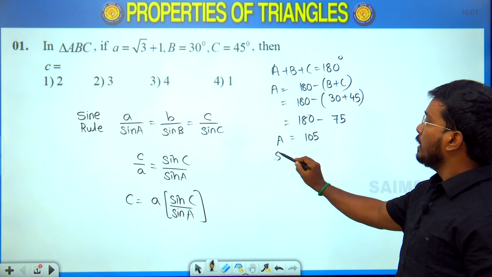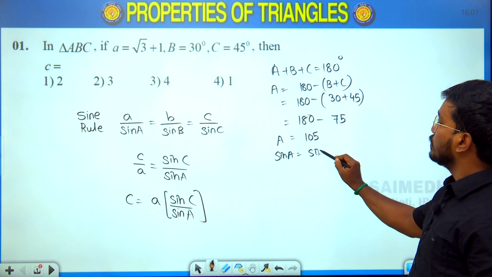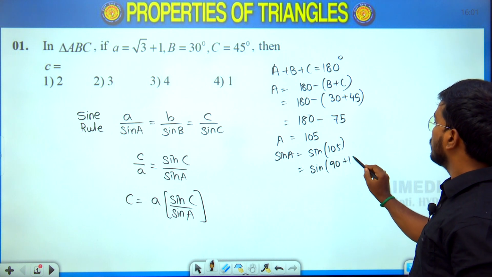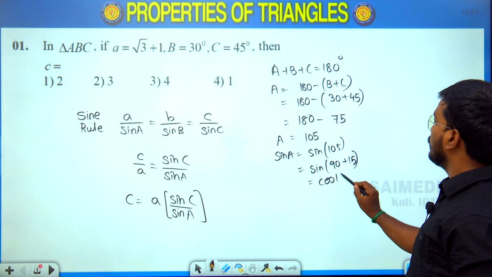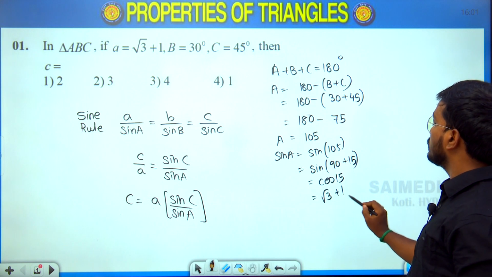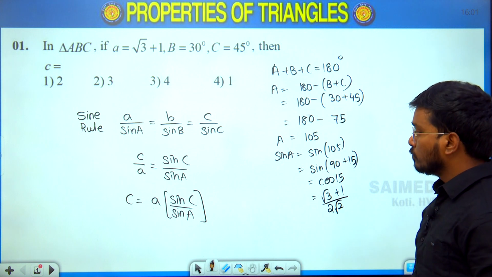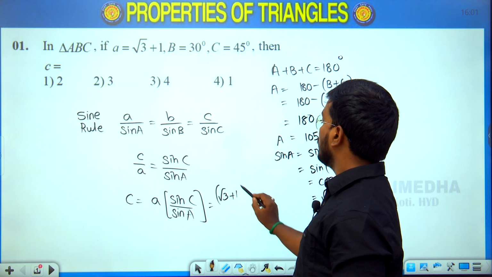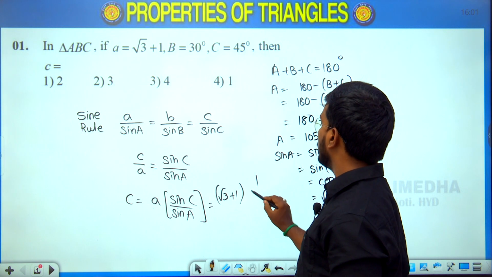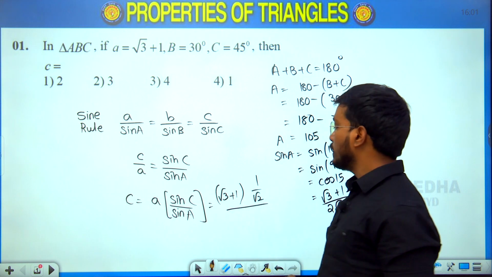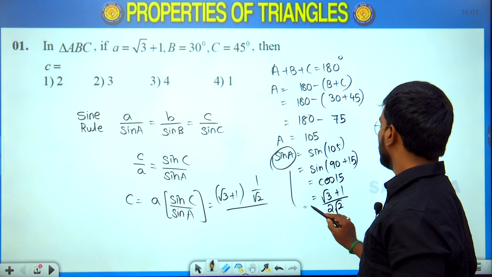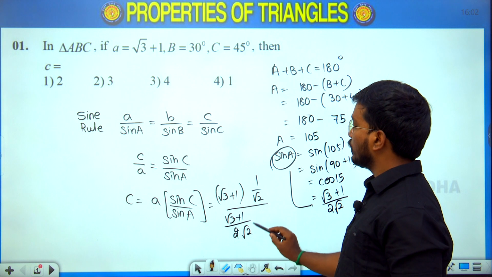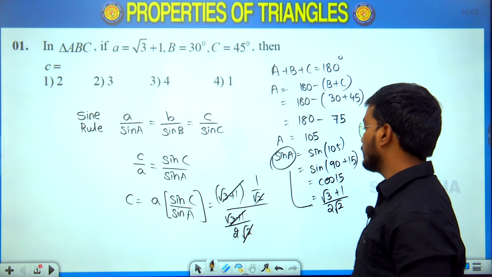So, sin A can be written as sin of 105, which can be written as sin of 90 plus 15. Sin of 90 plus 15 is cos 15, and cos 15 value is root 3 plus 1 divided by 2 root 2. So, now we know a value is root 3 plus 1. Sin C is sin 45, sin 45 value is 1 by root 2, whole divided by sin A value, root 3 plus 1 divided by 2 root 2. Root 2 cancels, root 3 plus 1 cancels.